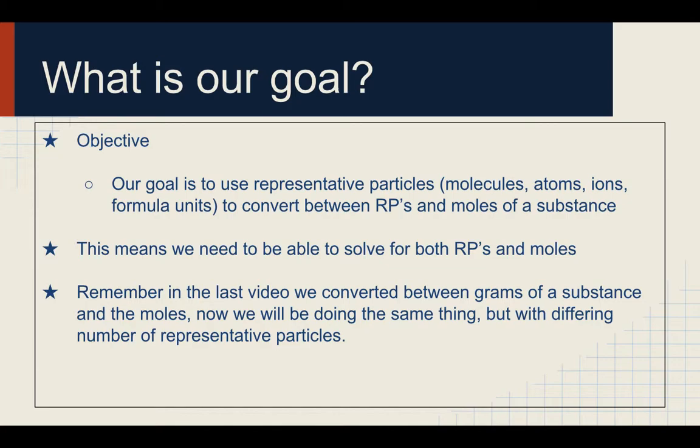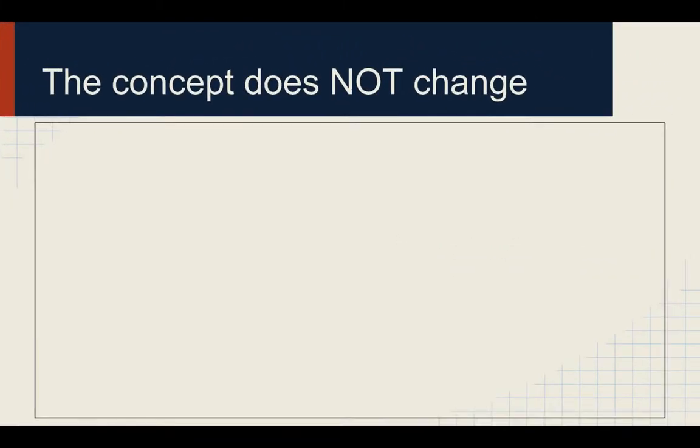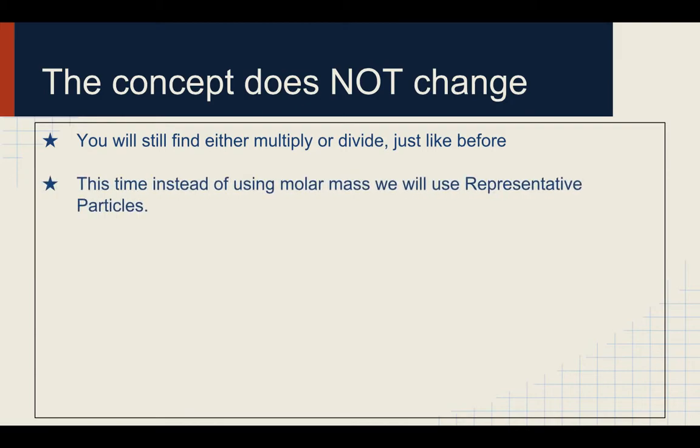And in actuality, this one's going to look a little more difficult because of the big 6.02 times 10 to the 23rd big number thing. But it's the same every time. You don't have to figure out the molar mass like you did before. You are just going to use 6.022 times 10 to the 23rd every single time. So the concept itself does not change. You will still either multiply or divide just like you did before. This time, instead of using molar mass, we will use representative particles.